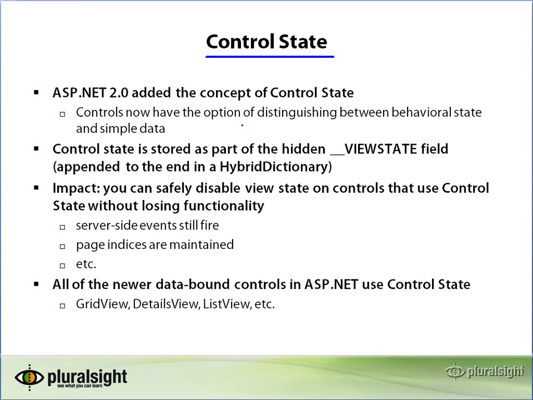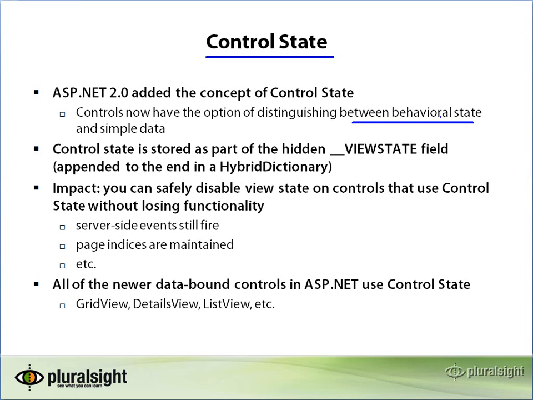For example, the data grid. If you ever used the data grid in ASP.NET 1 and you enabled the sorting feature and the editing feature, if you turned off view state, none of those commands would be sent back to the server properly. So they decided they wanted to keep the behavior working properly and still let people disable view state. So what we have now is this concept of control state, and control state lets developers distinguish between behavioral state and just the traditional state which is maintained across the postback.